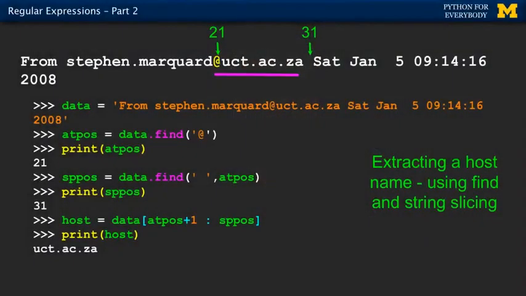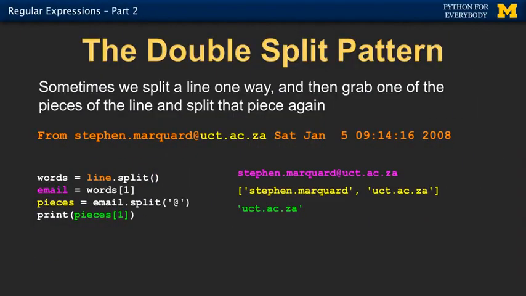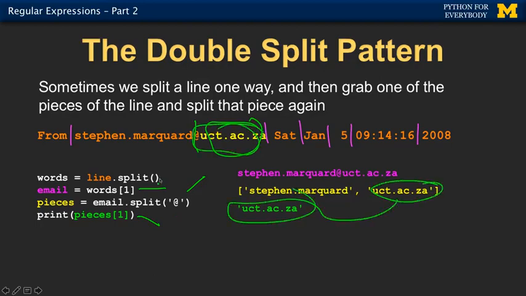But we can do a similar kind of thing with regular expressions. And we've seen this with double split, right? So this is the find way of pulling that out. Double split is we split it into words with spaces. Then we grab the second one, we split that by @ signs, and then we grab the second piece of that. So we take the second word, we split that second word by @ sign, and then we take the second piece, and then we get this. So we were able to do that with 4 lines, a little more elegant.